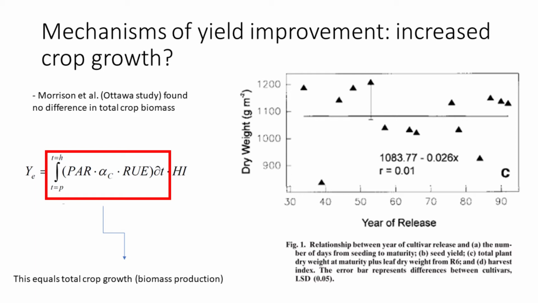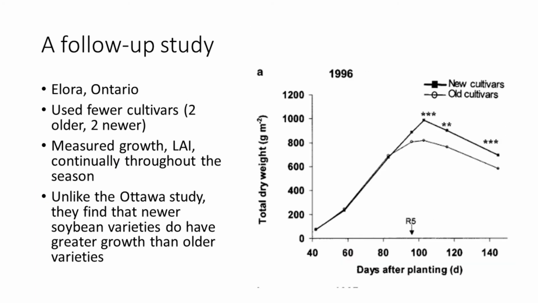Okay, so here we have two contradictory findings. All right, so in the first paper, that Morrison et al. paper that's studying in Ottawa, we've been chatting about, they found no difference in dry weight across year of release. And so the implication here is that this part of the yield equation, PAR interception and absorption, as well as radiation use efficiency, did not change over year of release.